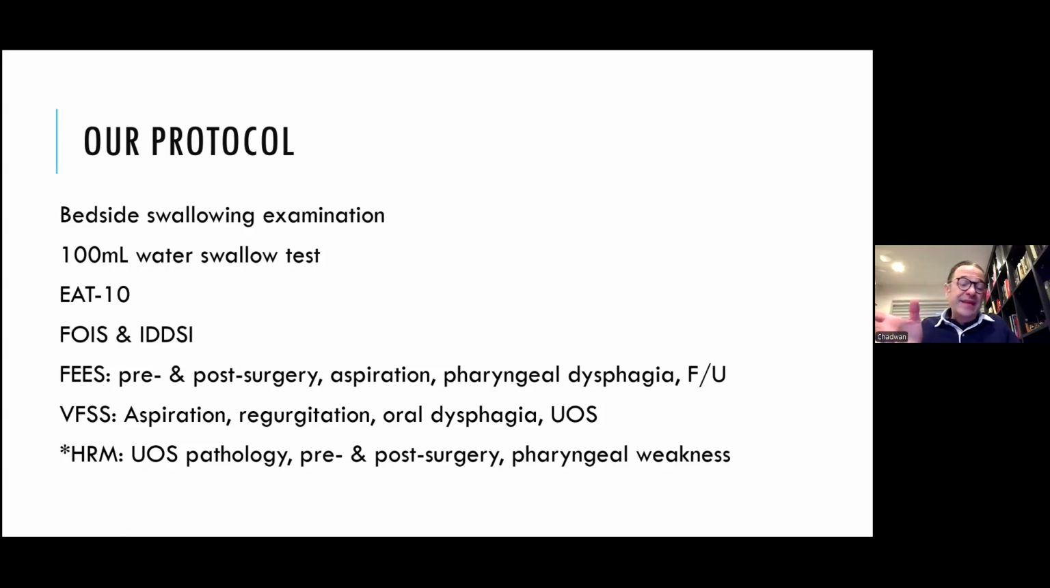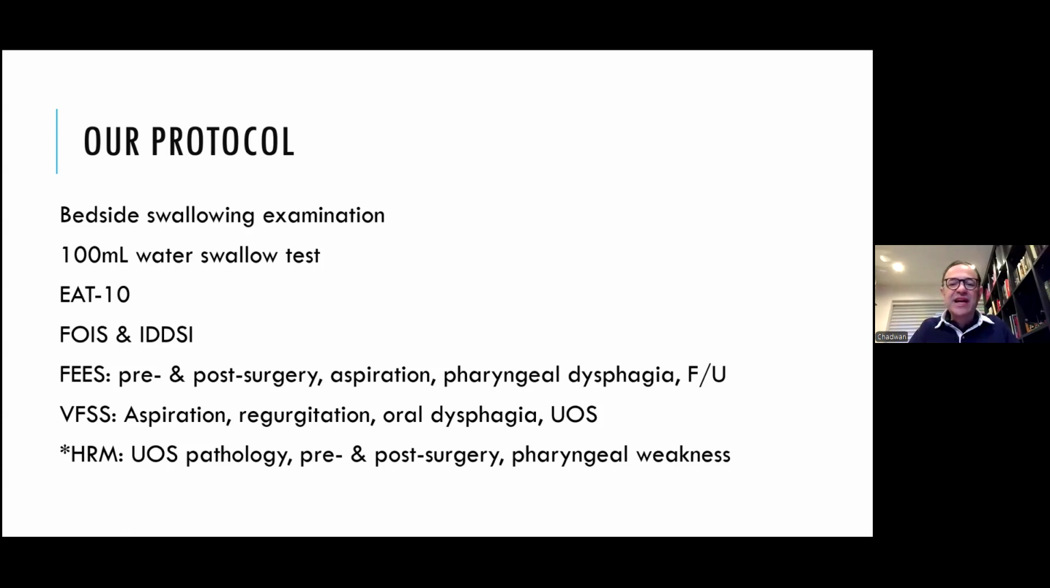Video fluoroscopy, as I said, in my eyes, remains the gold standard tool that we have. It helps us when there is an issue with aspiration. If we're suspecting aspiration, it's a lot more useful than FEES in terms of quantifying it and seeing it more clearly. If there is regurgitation, if you're suspecting upper esophageal sphincter issues, and it's helpful to look into the oral phase of swallow. And I add high resolution manometry depending on the patient.